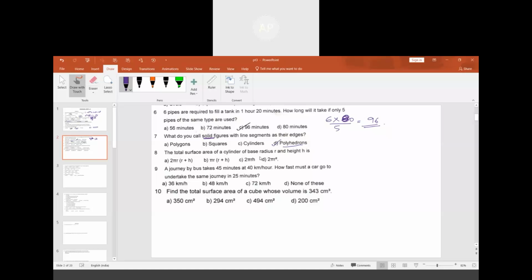Total surface area of a cylinder is 2πr(r plus h). Option A, sir. Option number A, 2πr(r plus h).